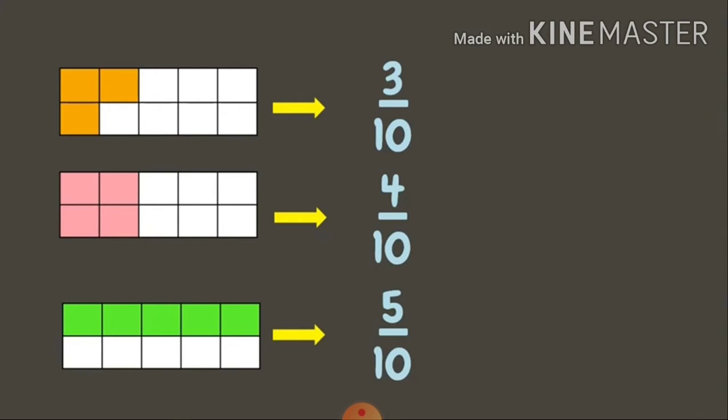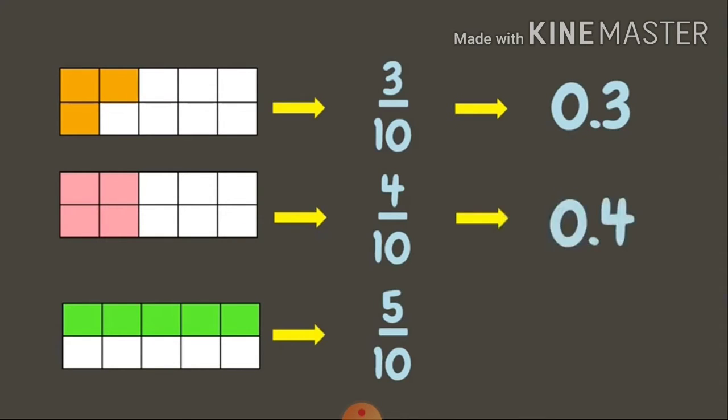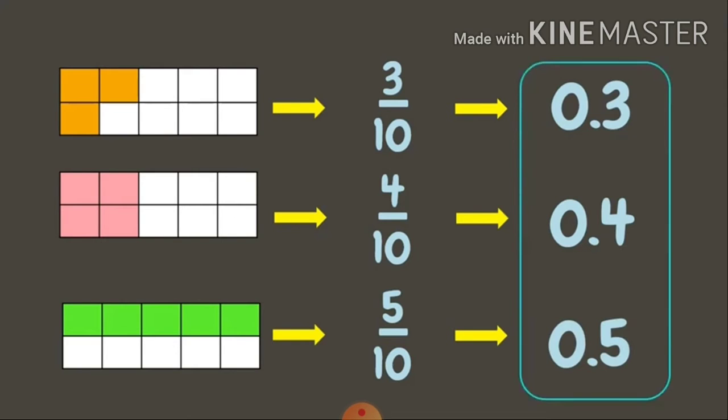But did you know that fractions can be written in another form? Yes, let's have an example. 3/10 can be written as 0.3. 4/10 can be written as 0.4. While 5/10 can be written as 0.5. These numbers are what we call decimals.